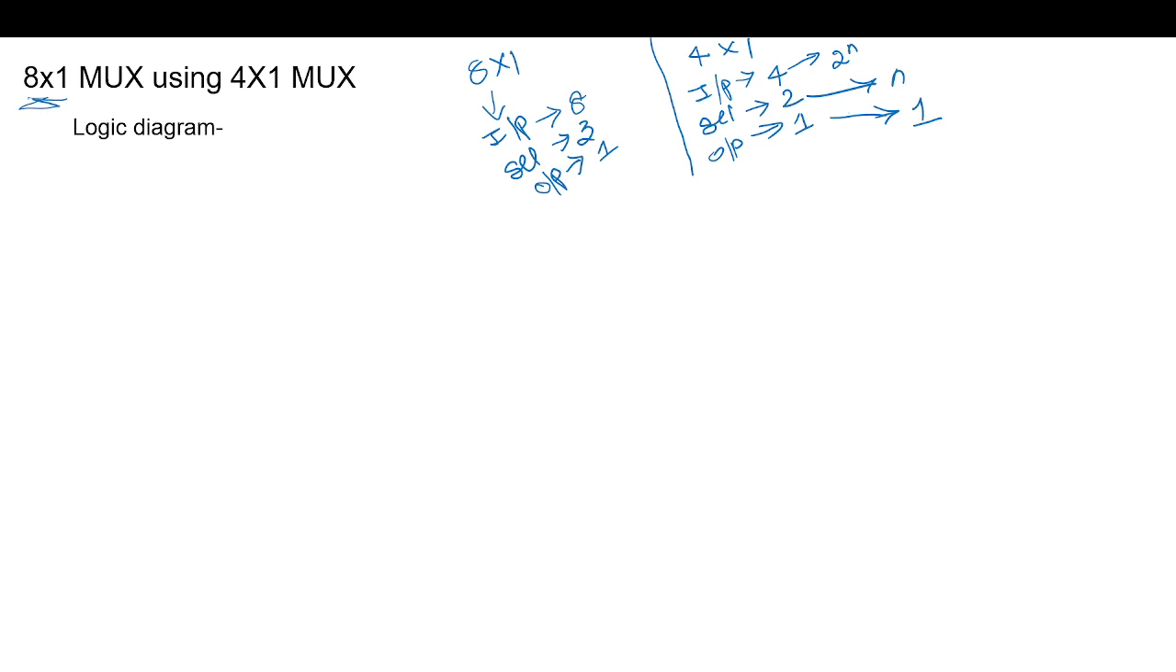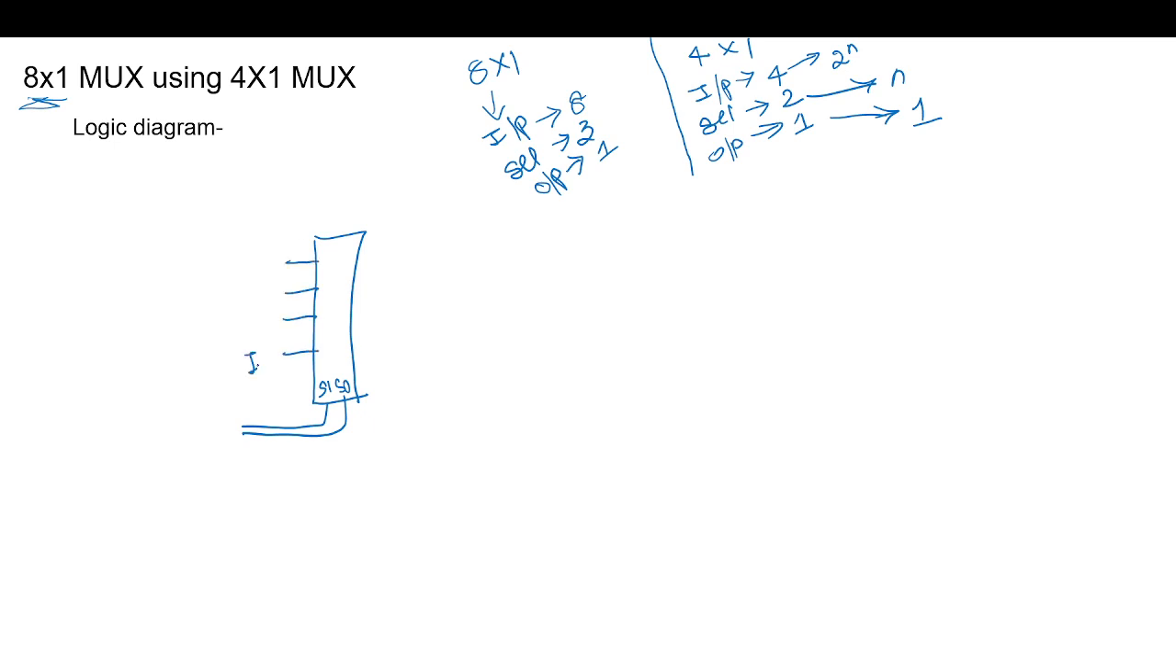So, how many multiplexers are required? How many 4x1 multiplexers are required for one 8x1 multiplexer? Yes. Two 4x1 multiplexers and one 2x1 multiplexer are required. So, first I will use one 4x1 multiplexer. So, I need select lines S1, S0.